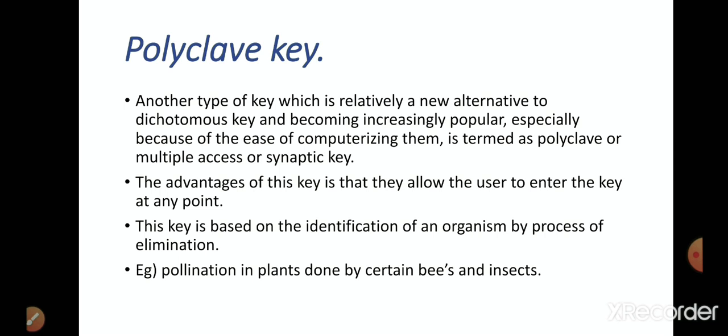So this process is continued until the specimen is identified. This polyclave key is useful for the identification of an unknown organism. For example, pollination in plants. Pollination is the process of transferring pollen from one flower to another. Since plants can't move, they utilize vectors such as wind, water, and animals to accomplish this process for them.